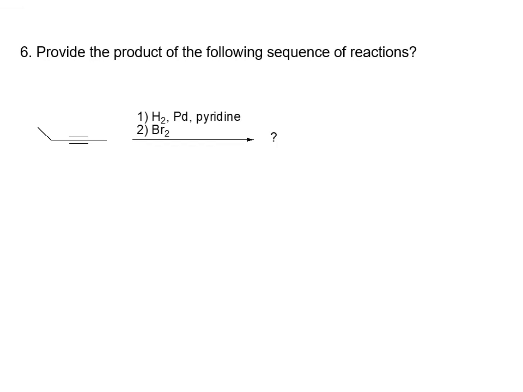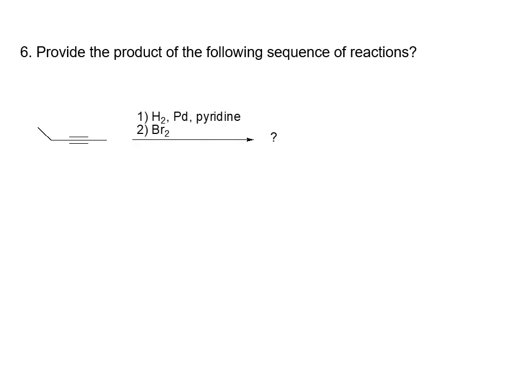Provide the product of the following sequence of reactions. This is a reaction of 2-pentyne, and it's a sequence of only two reactions. In the first step, 2-pentyne reacts with hydrogen in the presence of palladium and pyridine, and then the product of that reaction reacts with bromine. The best way to answer this question is to use pen and paper, write down the reaction sequence, the product of each step, and that way answer it.